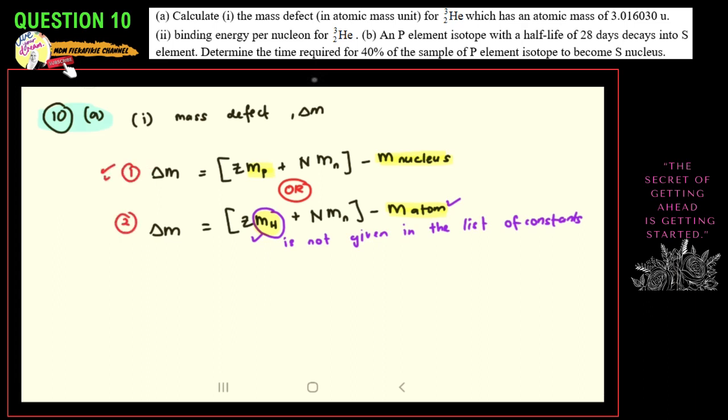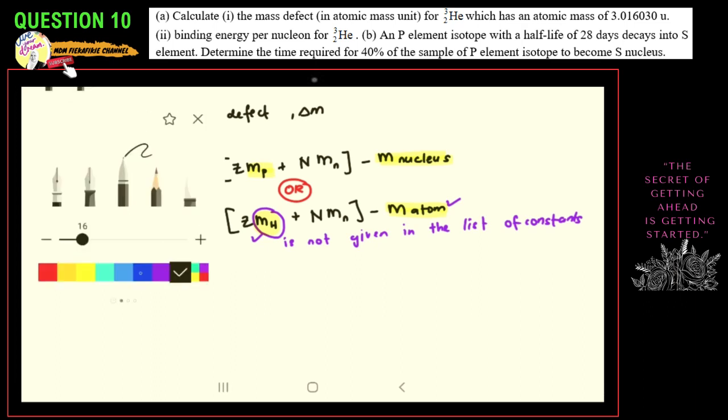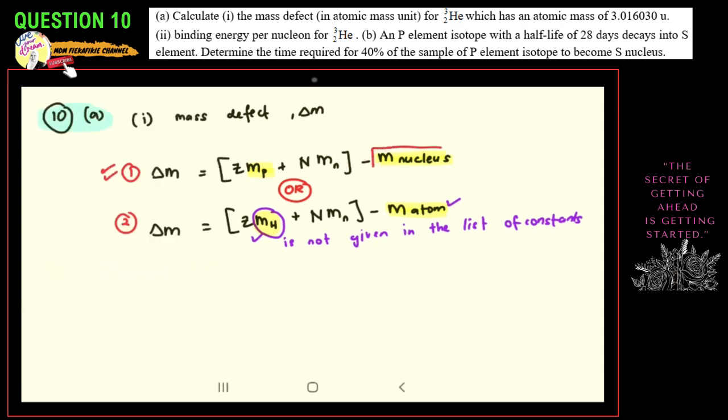Okay? Saya akan guna yang ini. Kenapa? Because we don't have the value of hydrogen. Okay, saya assume kita dalam exam tu tak ada mass of hydrogen. Okay, jadi saya akan gunalah. But we need another step, where we need to calculate M of the nucleus. Where the mass of the nucleus is equal to mass of atom minus the number of proton times the mass of electron. Okay, so we need to use this one.